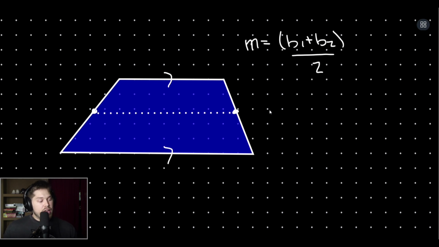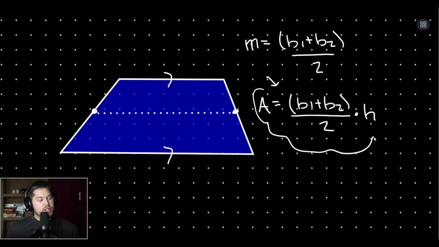Okay, the area formula for a trapezoid is base 1 plus base 2 divided by 2 times the height. So our goal for this video is to prove that the area equals this formula.